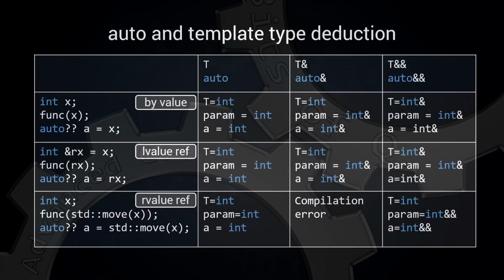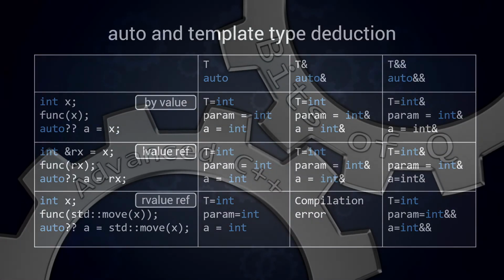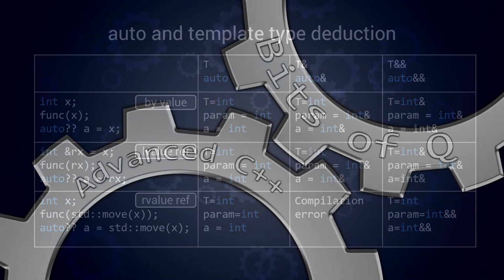And remember, this is just part 1. In part 2 we'll talk about the other types of type deduction, such as auto return type deduction or lambda init captures.